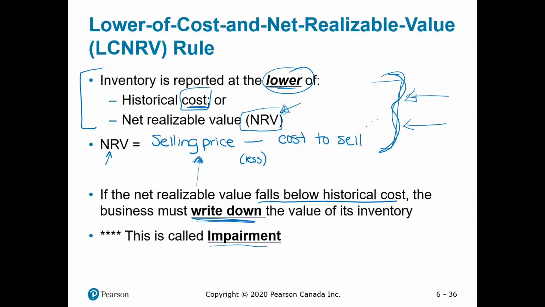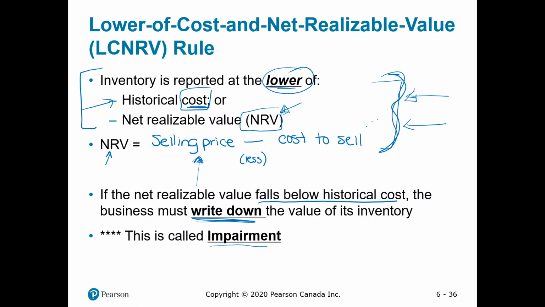So when would this happen? Does anyone have any ideas when you might get to a situation in real life where the net realizable value, what a company is able to sell something for, is less than what they actually paid or what it cost them to get? Any thoughts?